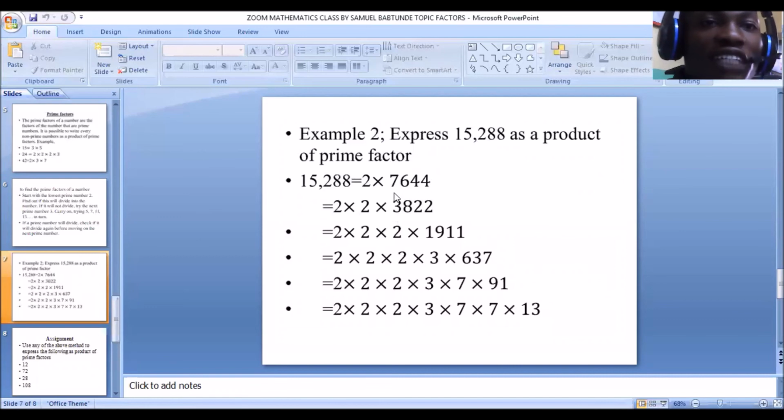And as we divided, we have 7,644. You check again if this is divisible by 2. If it's divisible by 2, you continue. You check again if your answer is divisible by 2. Then you check again if this answer is divisible by 2. If it's not divisible by 2, you move to the next prime number, which is 3. And so on. And so we did it.